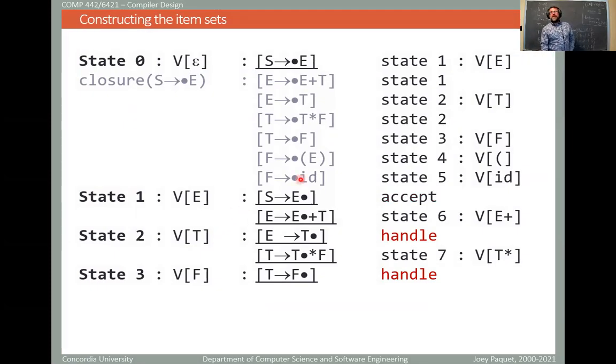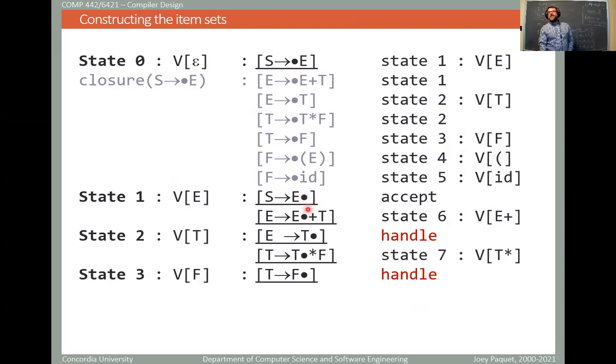So state number 1 is the set of items in my state 0 which have E after the dot. According to my definition of goto, I take these two items and I move the dot after the E. That becomes my state 1, which is V of E. Because I was in V of epsilon, I moved the dot after E, so I've now, in the recent past, parsed an E. So V of E has these items with the dot moved after the E as its starting items. Then I would compute the closure of this.